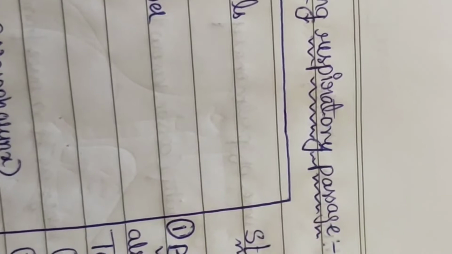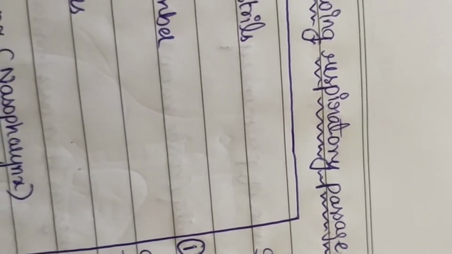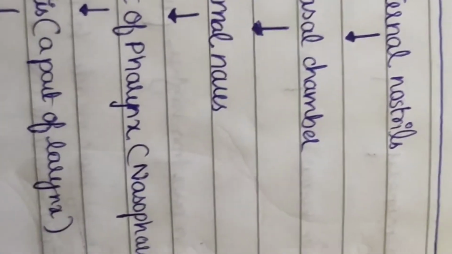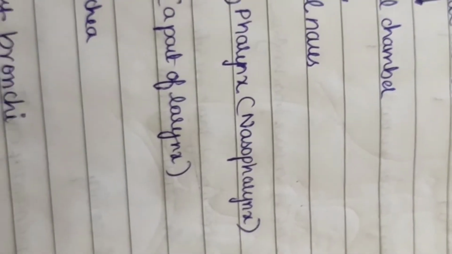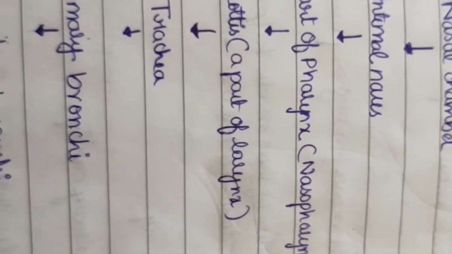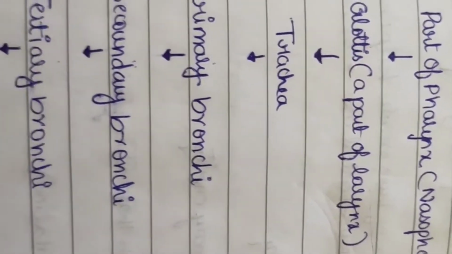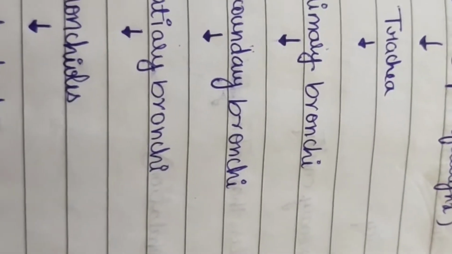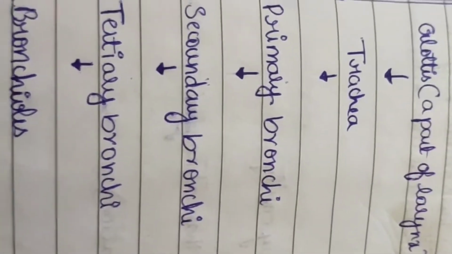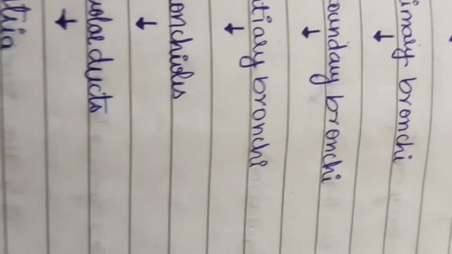Now here we can see the flow chart showing the respiratory passage: external nostril, nasal chamber, internal nares, parts of larynx, nasopharynx, glottis, a part of larynx, then trachea, primary bronchi, secondary bronchi, tertiary bronchi, then bronchioles. Up to here we can say it is the conducting part. Then from here we see the exchange part, that is alveolar ducts, atria, alveolar sac, and alveoli.